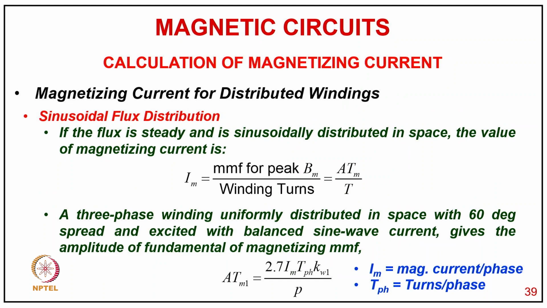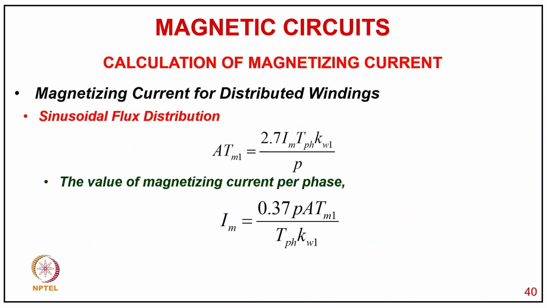So coming to the magnetizing current for distributed winding, for sinusoidal flux distribution. If the flux is steady and is sinusoidally distributed in space, the value of magnetizing current is Im equal to the MMF for peak flux density divided by winding turns, so it becomes ATm upon T. For a three-phase winding uniformly distributed in space with 60-degree phase spread and excited with balanced sine wave current, the amplitude of the fundamental of magnetizing current is ATm equal to 2.7 Im TPH Kw1 divided by P, where Im is the magnetizing current per phase and TPH is turns per phase.